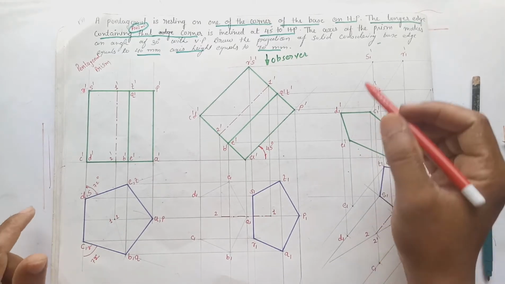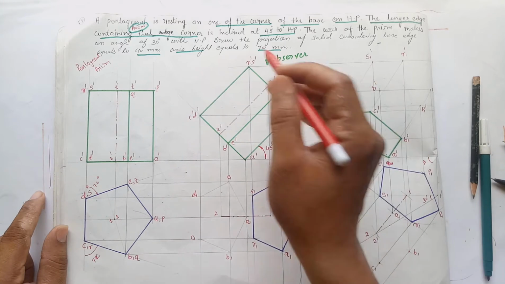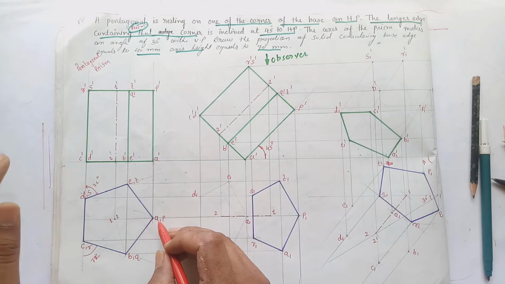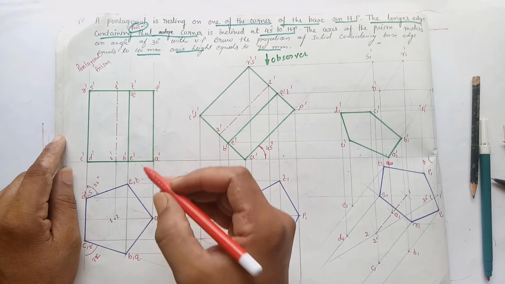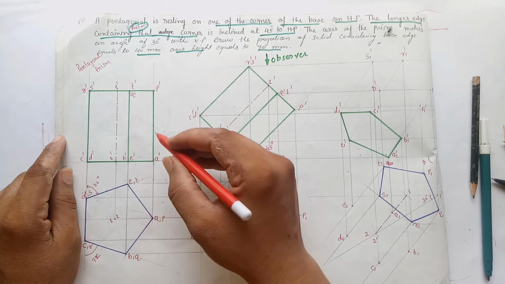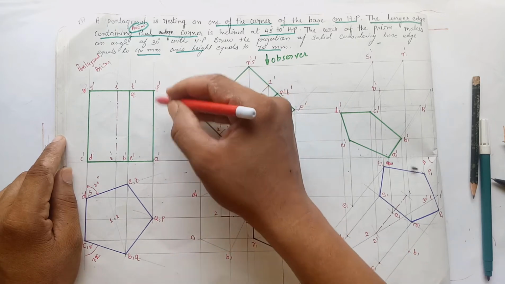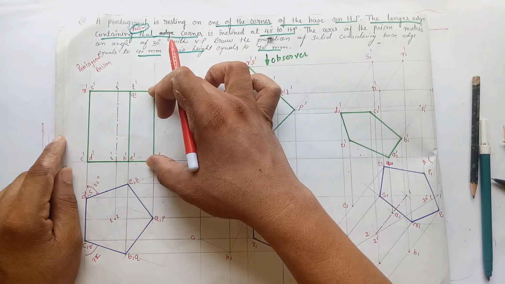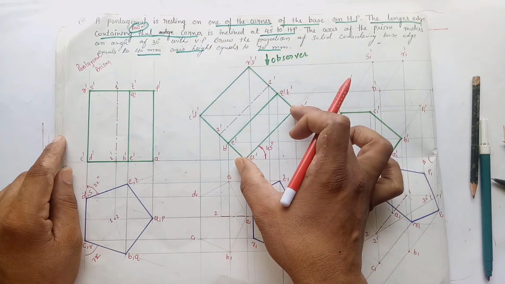So now we have to incline the longer edge. Which longer edge? The longer edge containing the corner. Which corner? The corner which is on HP. So we have taken corner A on HP, and the longer edge containing that corner is A dash P dash, and we have to incline this A dash P dash longer edge, that is our side edge of the pyramid, at an angle of 45 degree.